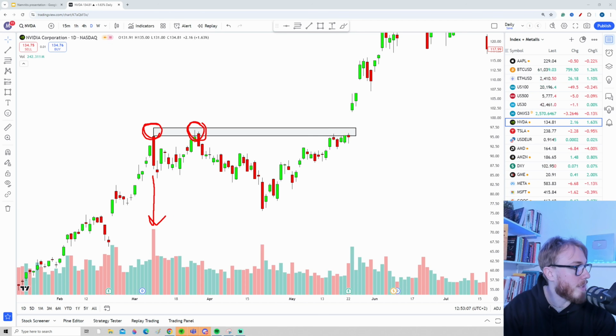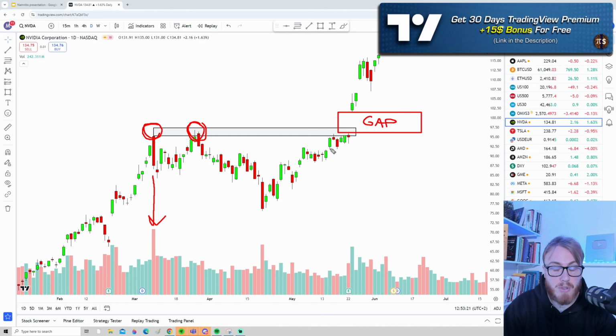But what I want you guys to pay attention to is when the price broke out, you can actually see in this case we saw a massive breakout, and we even had a gap here. A gap is a very strong, in this case, a very strong movement towards the upside.